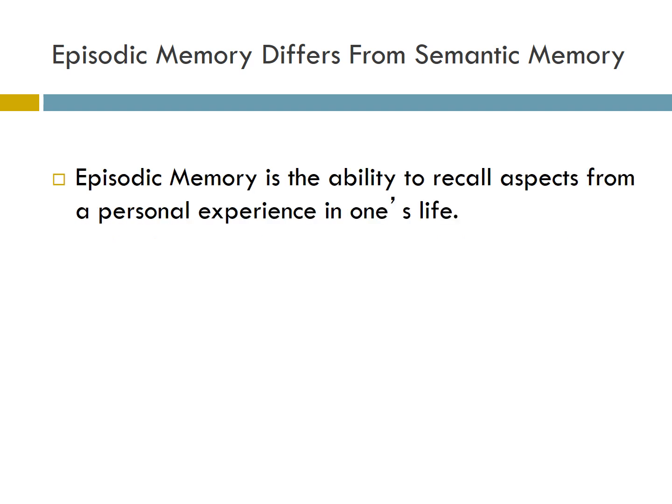Whereas episodic memory is your ability to recall aspects from some past personal event within your lifetime. So for example, what did you do on your 16th birthday? You could tell me, did you have a party or not? Did you get your driver's license? Did you get a new car? Like, what happened to you on that day? Your ability to kind of go back in time and relive that event of your 16th birthday, that's an episodic memory.